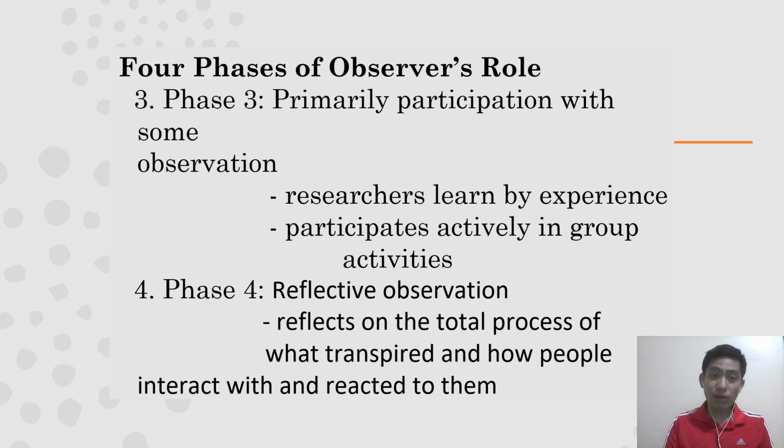Phase 4 is reflective observation. The researcher reflects on the total process of what transpired and how people interacted with and reacted to them. So if you're in ethnographic research and it's an observation type of data gathering, phase 4 is how you analyze, how you interpret their behavior, and what is the effect and the action to you as a researcher.